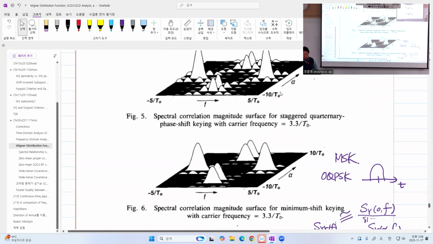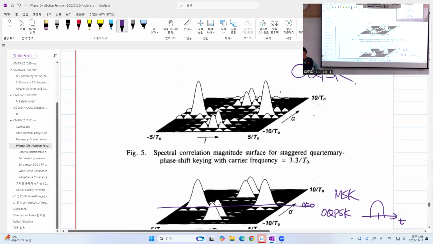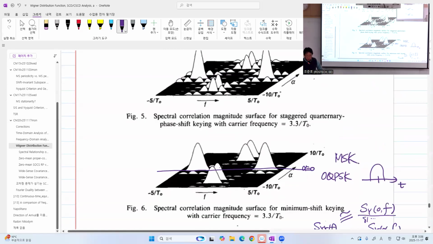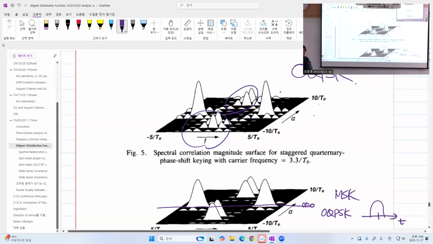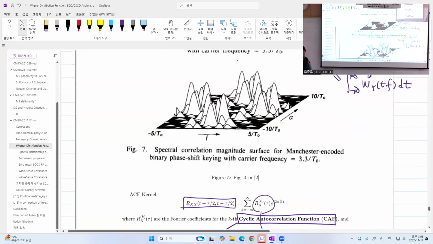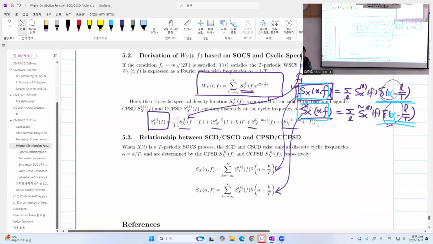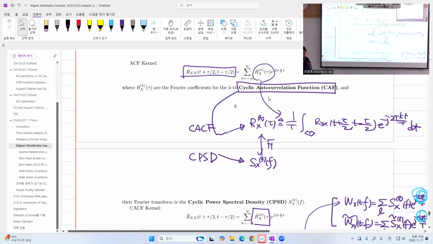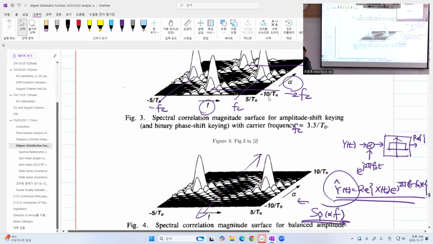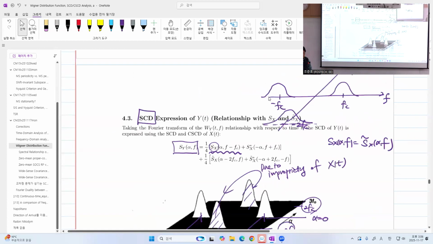But anyway, we just look at the SCD along alpha equals 0, and the spectral height of these components are related to the power spectrum. So these just do not contribute to the power spectrum at all. Got it? That's the story, I believe. Just a second. Yeah. Where is that result?